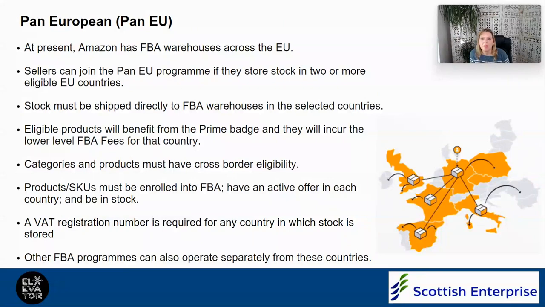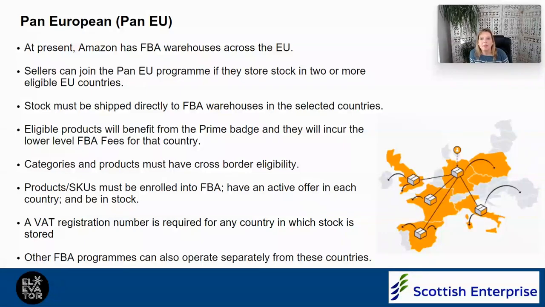So let's start with the Pan-European programme, or Pan-EU for short. This programme can be regarded simply as just a much bigger version of the FBA network that operates in the UK. So in other words, Amazon's got FBA warehouses all over the EU and they are available for you to use. At present, Amazon has FBA warehouses in the UK, France, Germany, Spain, Italy, Poland and the Czech Republic, but we know that there are others coming on board. Remember that Amazon might well have FBA warehouses in other countries in Europe, but they will not necessarily be part of the Pan-EU network as such.